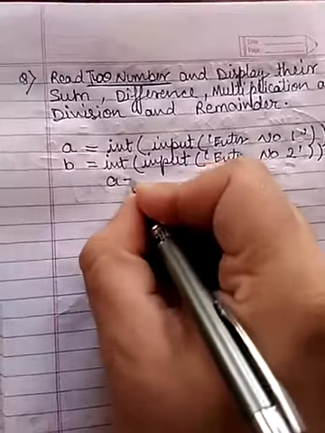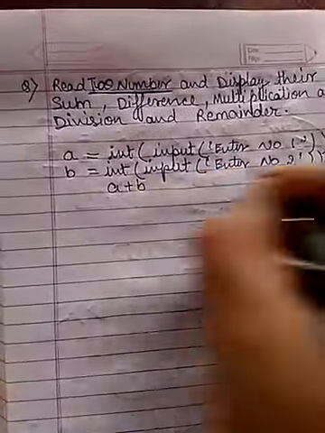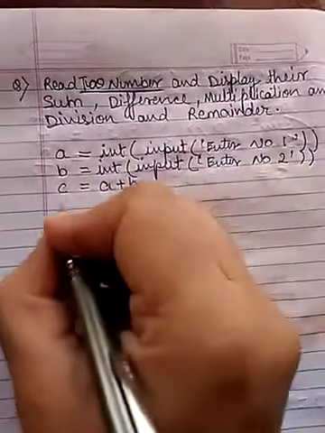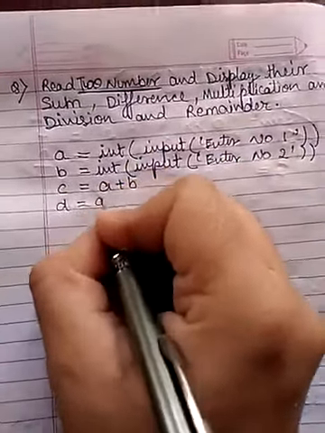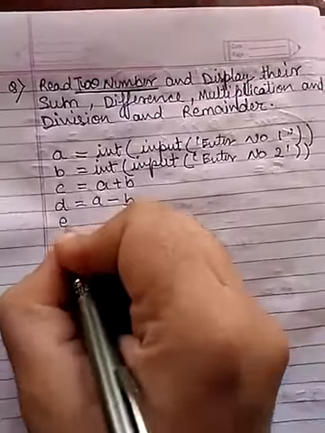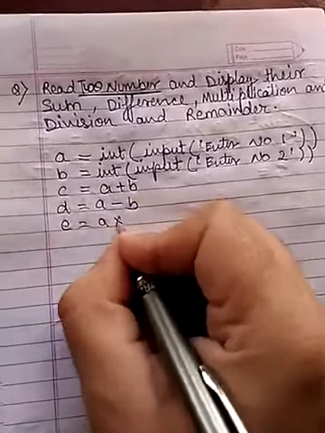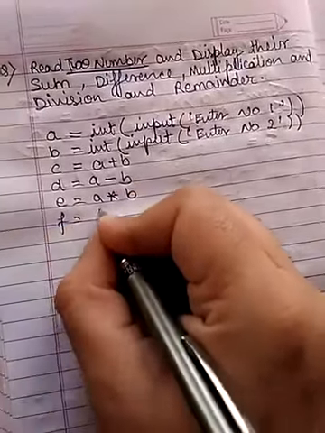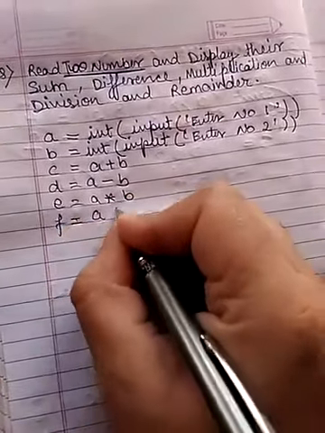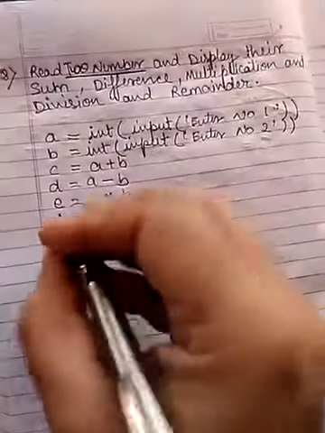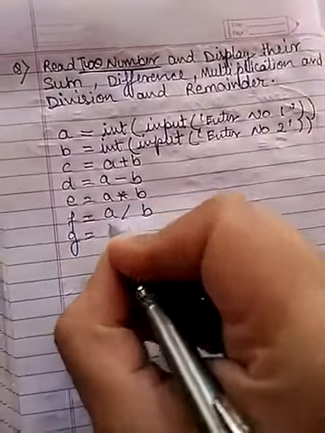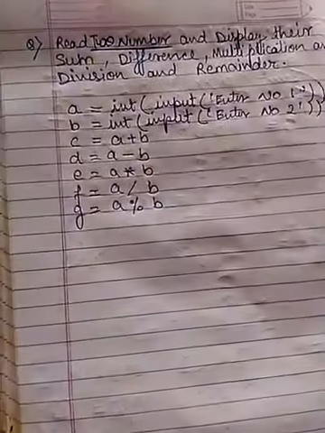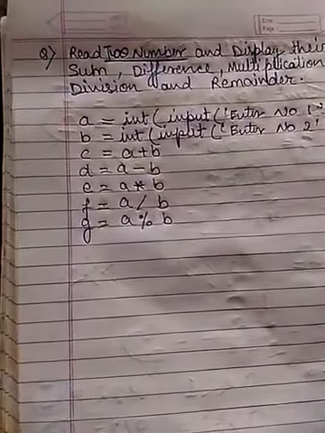So a plus b, sum. Again we are storing this sum in another variable, say c. d equal to a minus b, e equal to a asterisk b, f equal to a divide b, g equal to a mod b. So in this way all the things are calculated.